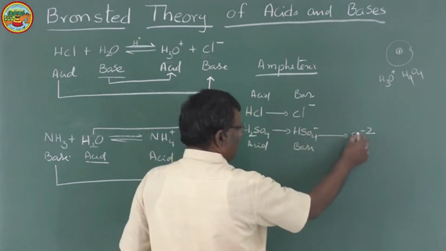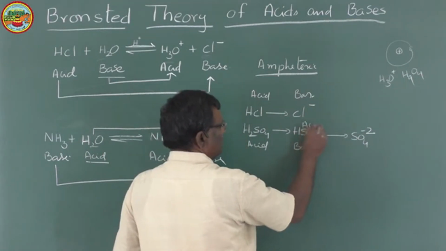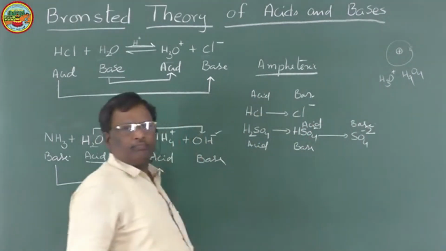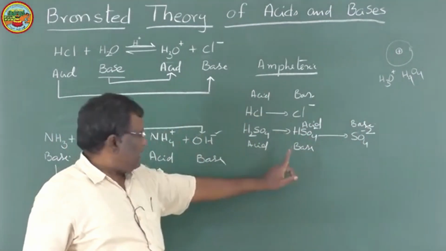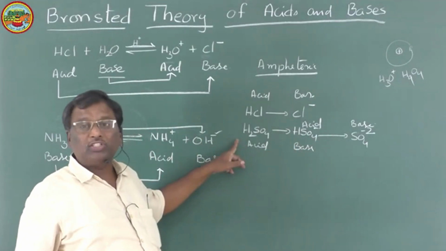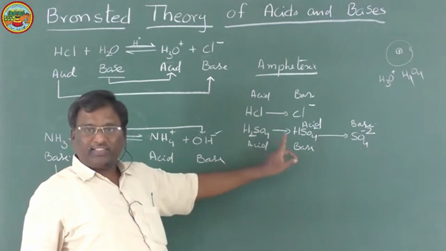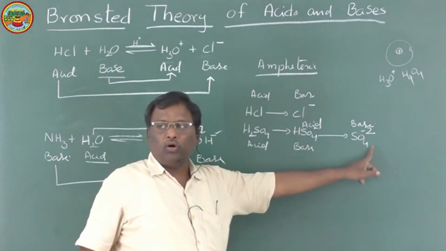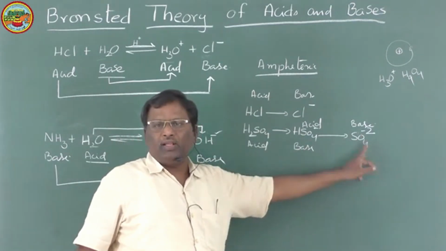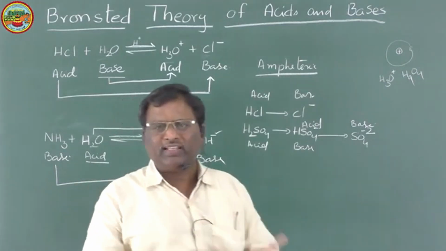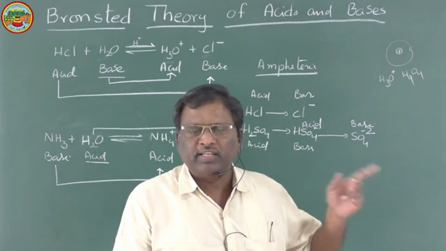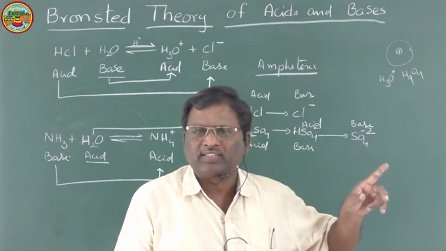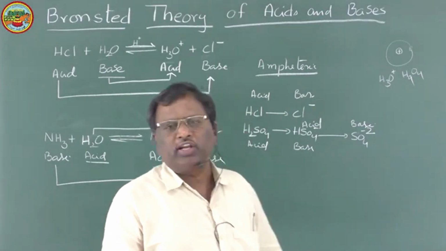So here, with respect to SO4 minus 2, HSO4 minus is an acid and SO4 minus 2 is a base. That means HSO4 minus is a base with respect to H2SO4. But the same HSO4 minus is an acid with respect to SO4 minus 2. So the pair which differs by one proton and is interexchangeable, base into an acid by adding H plus ion, or acid into a base by removing H plus ion, that pair is said to be a conjugate pair.